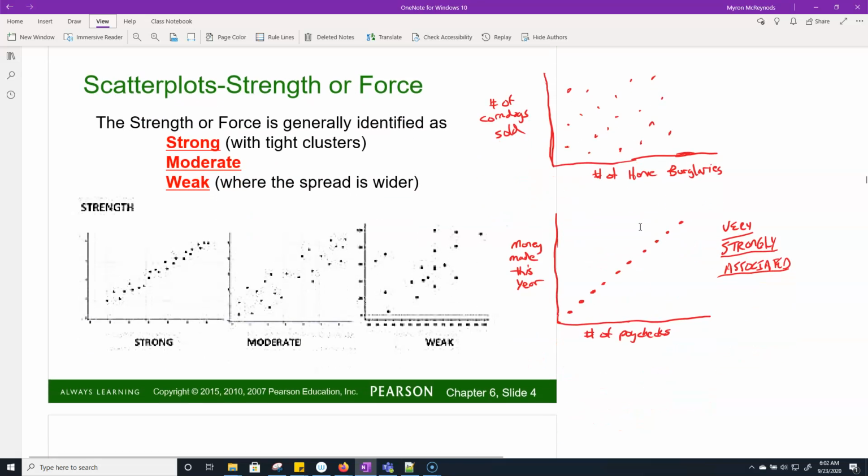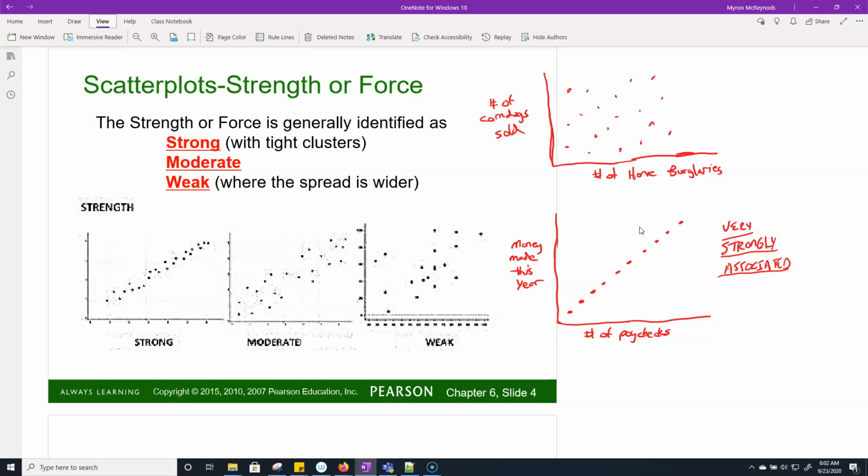So for scatterplots, let's look at strength first. If you have a strong relationship between two variables, you should have really tight clusters that look like this, where all the dots on the scatterplot are really close together. If you have a moderate association between the two, you should see something like this. Kind of moderately spread out. And if you have a very weak association, you should see it just all over the place.